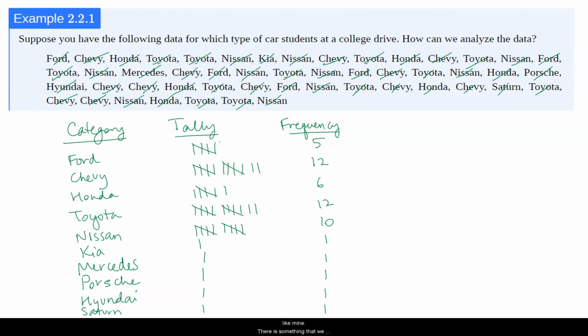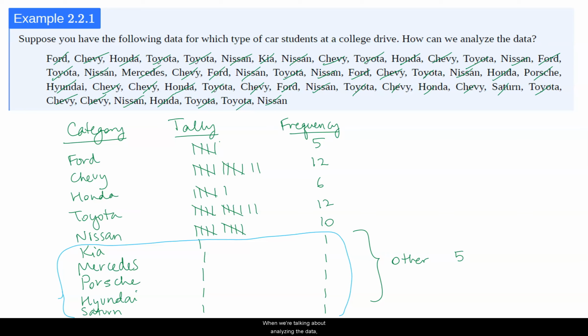There is something that we could do, mostly for the sake of simplifying our chart a little bit. We have this group down here of singles. 1 Kia, 1 Mercedes, 1 Porsche, 1 Hyundai, 1 Saturn. What we could do in the table, instead of listing those out, is replace it with an other category. It is your judgment call whether to do this. If you think it is important to keep these singles in the table, then keep them. We could group them together as an other and make them 5. And I know the textbook does that.